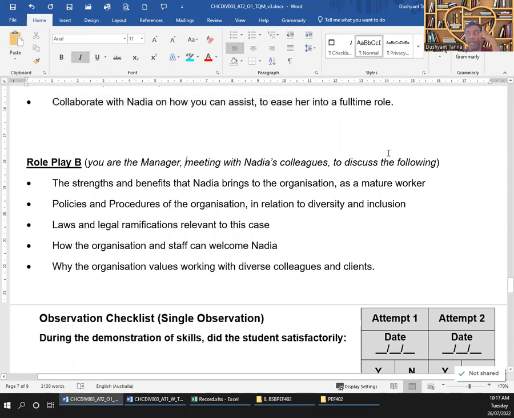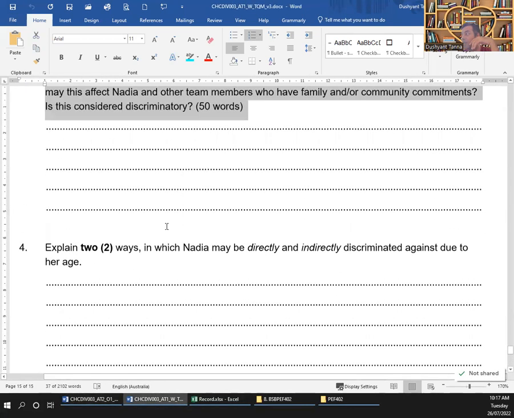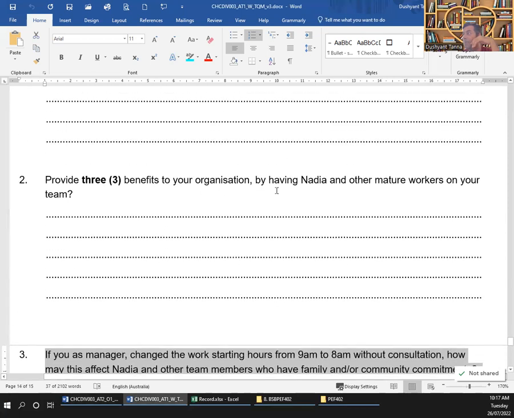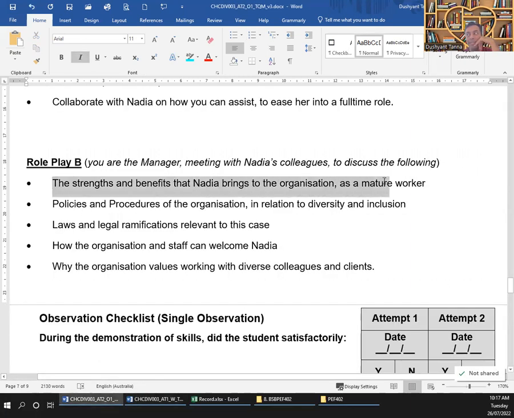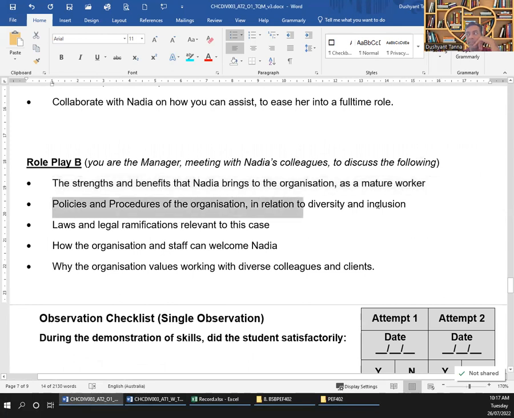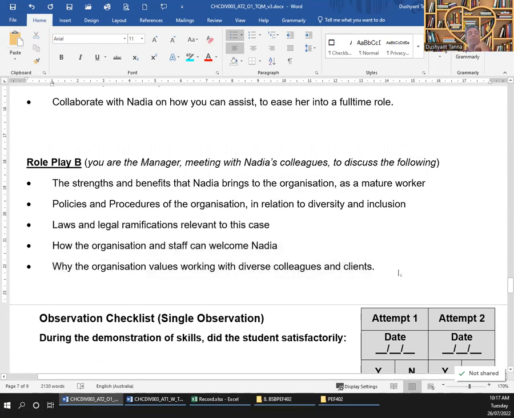Again, the similar thing with Nadia's colleague: the strengths and benefits Nadia brings as a mature worker. The same thing we have here, this one, on Nadia as a mature worker. So AT1 question 2 will help you with this. Policy and procedure on diversity, any laws, how staff can welcome Nadia, and why our organization values working with diverse colleagues and clients.